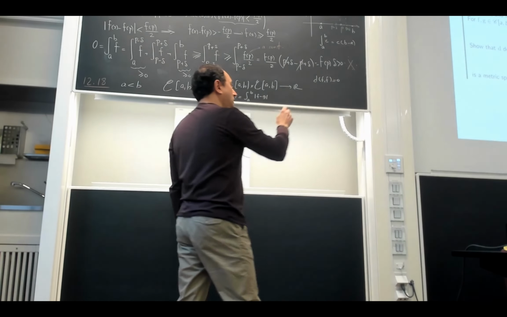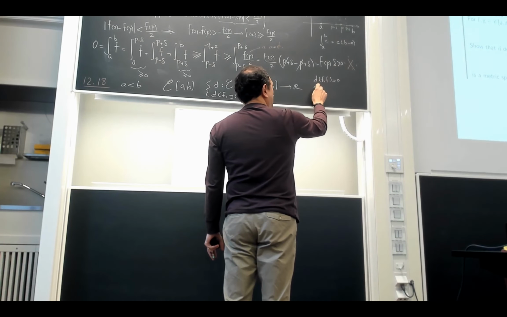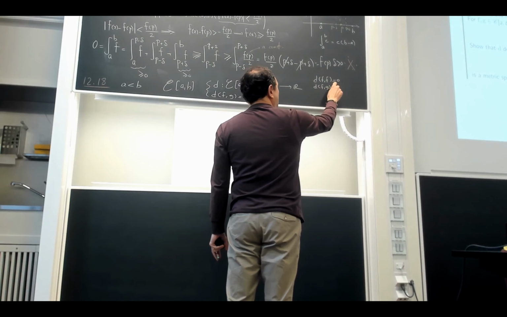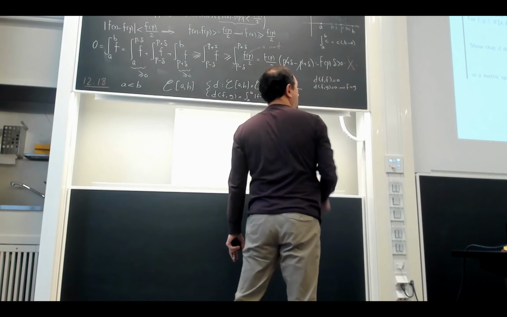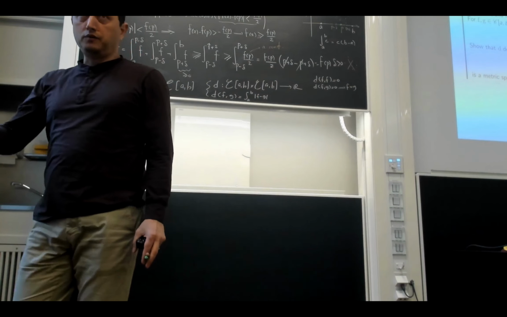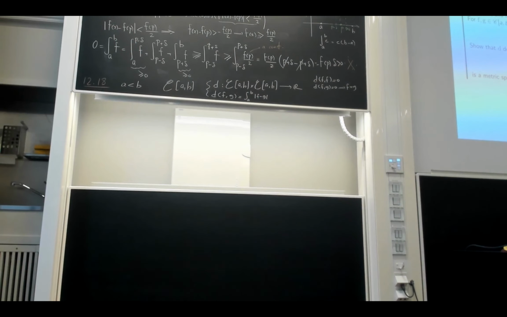Okay, but the hard part is there is another one. If d(f,g) is equal to 0, we want to prove that f is equal to g. This is one of the conditions for a metric. But why is this true?